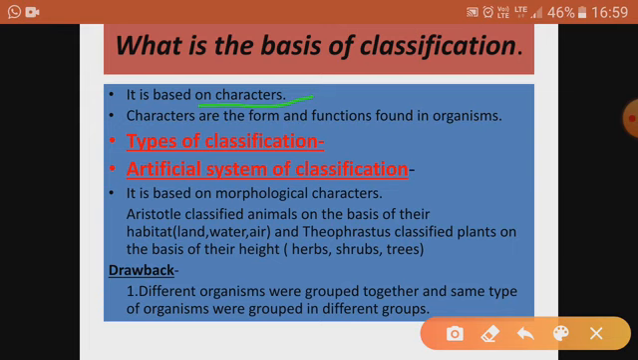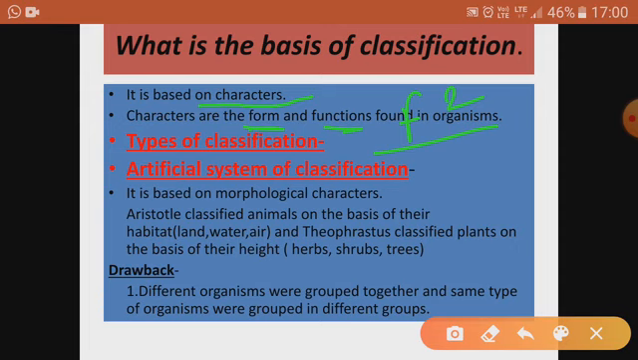And what are the characteristics basically in the living world on the basis of which we classify living organisms? A characteristic can be any form or function. So any form and function is called a characteristic of the living organism. It can be how the wings look, or what the functions of the wings are. So that is called form and function. Okay, so what we have learned is classification is based on characteristics, and a characteristic of the living organism can be any physical form or any function.